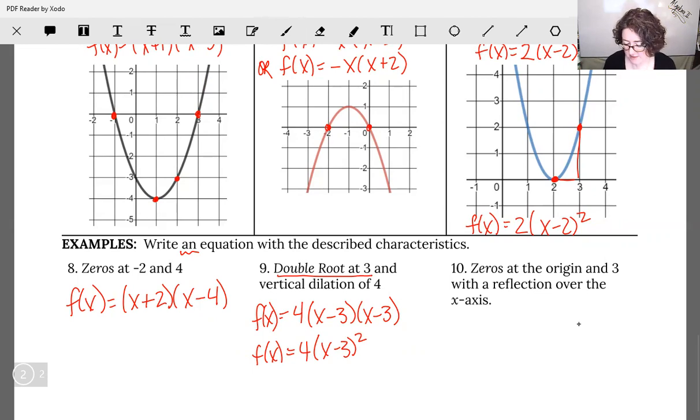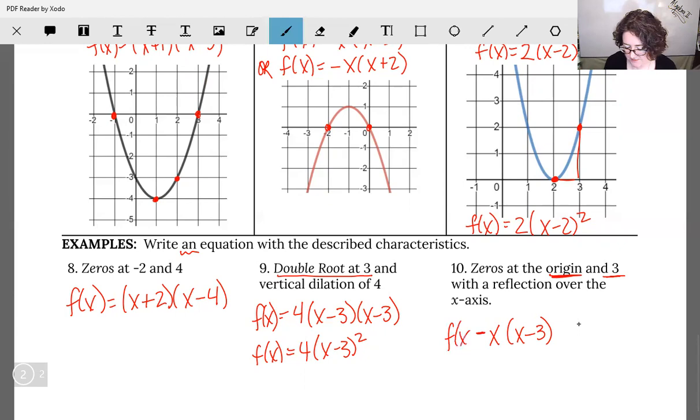So zeros at the origin and at 3. So that's where my x-intercepts are. So I can start with x minus 0, which is just x, and 3, so x minus 3. But then they give us that extra piece of info. So with a reflection over the x-axis, what did we have to change in our equation to make it reflect vertically? That needs to be a negative a value, and in other words, a -1 or negative x.